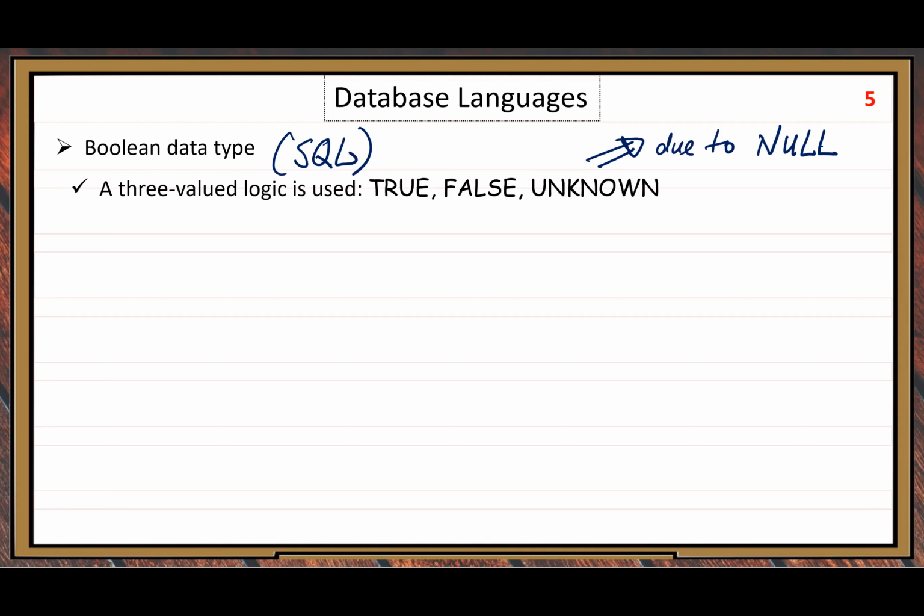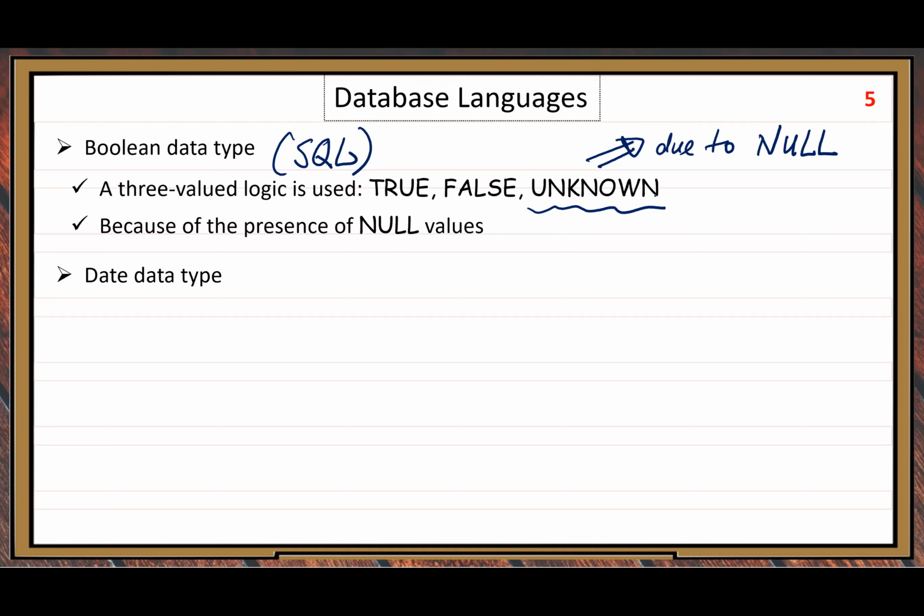Not 100%, right? Because when we say true, we must make sure it is 100% true. When we say it is false, we must make sure it is 100% false. But if it's not 100% true, and it is not 100% false, the only way we can go is to take unknown. Right. That's what we have in SQL, because of the presence of null values.